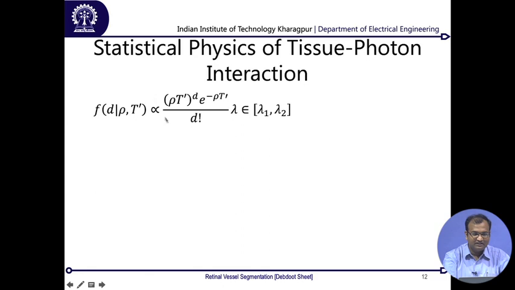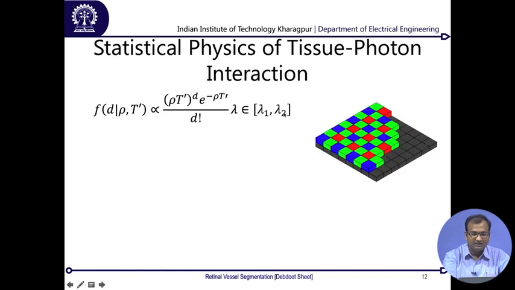If you inspect this, it looks very similar to a Poisson distribution, and an additional factor we have is that this is guided for when lambda is in the range of lambda 1 to lambda 2. That comes from the fact that each sensor is fitted with one specific kind of optical filter, either a green filter, a red filter or a blue filter. They have a minimum wavelength to maximum wavelength range in which they pass all photons, and that is lambda 1 and lambda 2. So we know that the distribution of all the photons here is going to be Poisson.